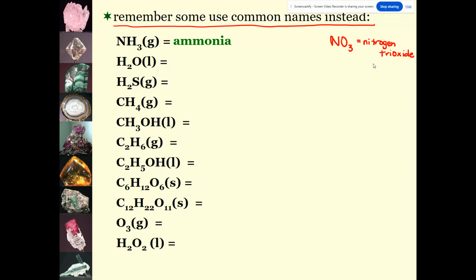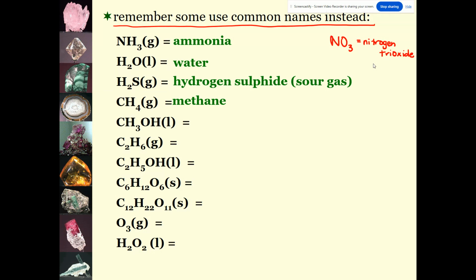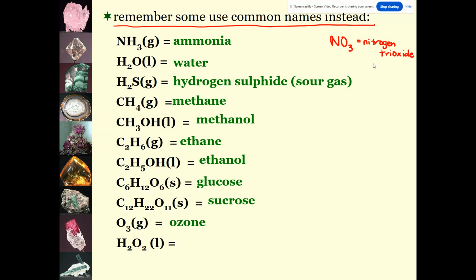H2O, right, we call that water. We don't call it dihydrogen monoxide. H2S is hydrogen sulfide, also known as sour gas. CH4 is methane. CH3OH is methanol. C2H6 is ethane. C2H5OH is ethanol. C6H12O6 is glucose. C12H22O11 is sucrose. O3, not O2, O3 is ozone. That's what the ozone layer is made of. 3 oxygen atoms bonded together.